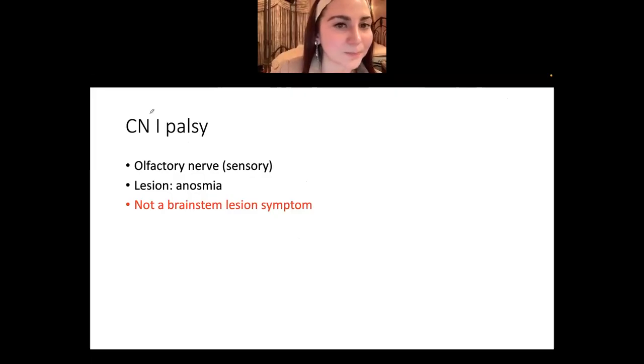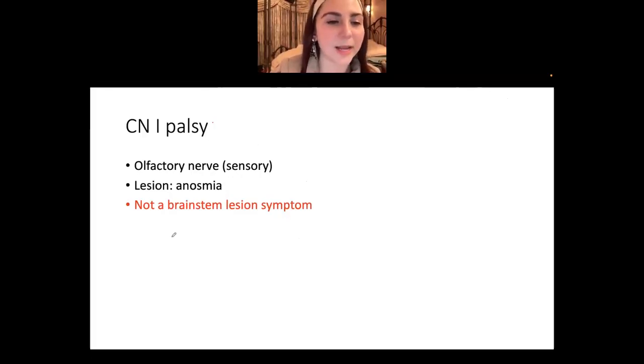So stuff like that. All right, so cranial nerve 1 palsy. Cranial nerve 1 is your olfactory nerve. Remember, it's a sensory nerve. If you lesion it, you can't smell. There's your cranial nerve 1 palsy. This is not a brainstem lesion symptom. This is not going to be in our tic-tac-toe method at the end.